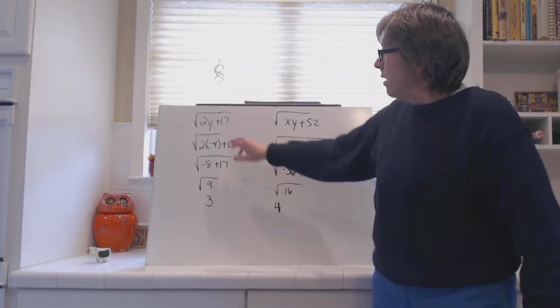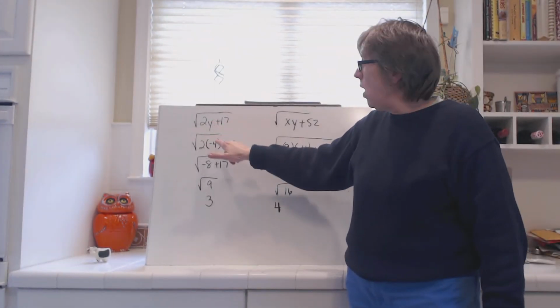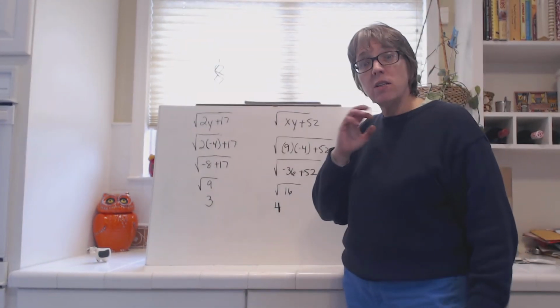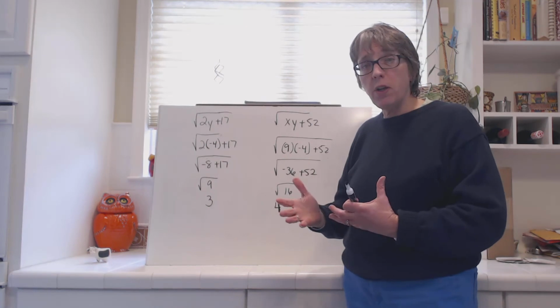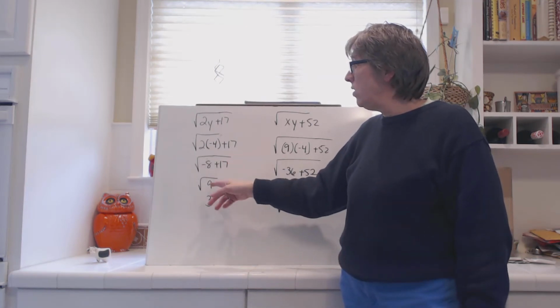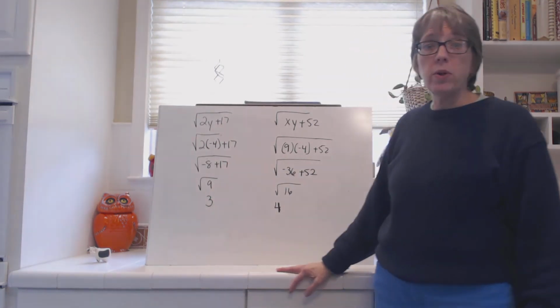All right. You substitute a -4 for y. You get 2 times -4 is -8. Order of operations: you do multiplication before you do addition. And then you get the square root of 9, and the answer should have been 3.